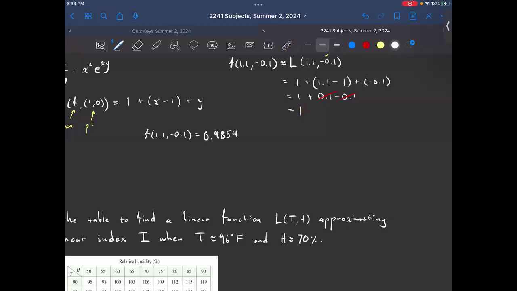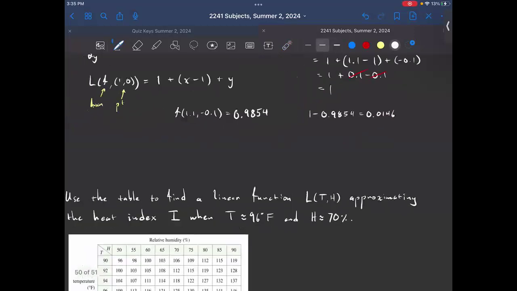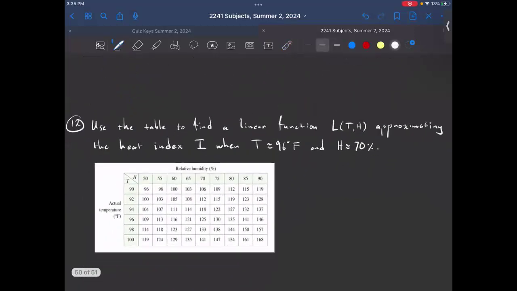Okay, so the error here is 0.9854, this is about 0.146. And that is pretty small, about close to 1 in 100 percent, or 1% error, I suppose. All right, so that's how we get linearizations.